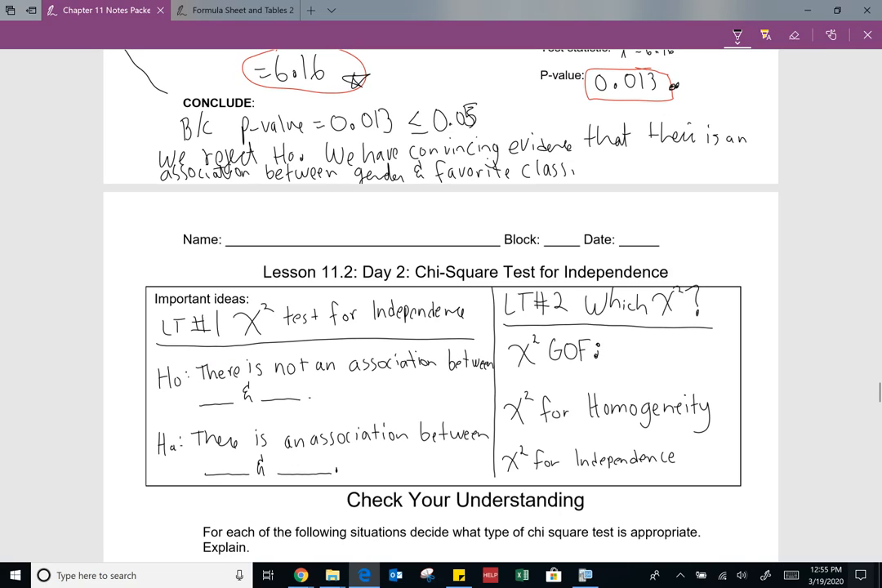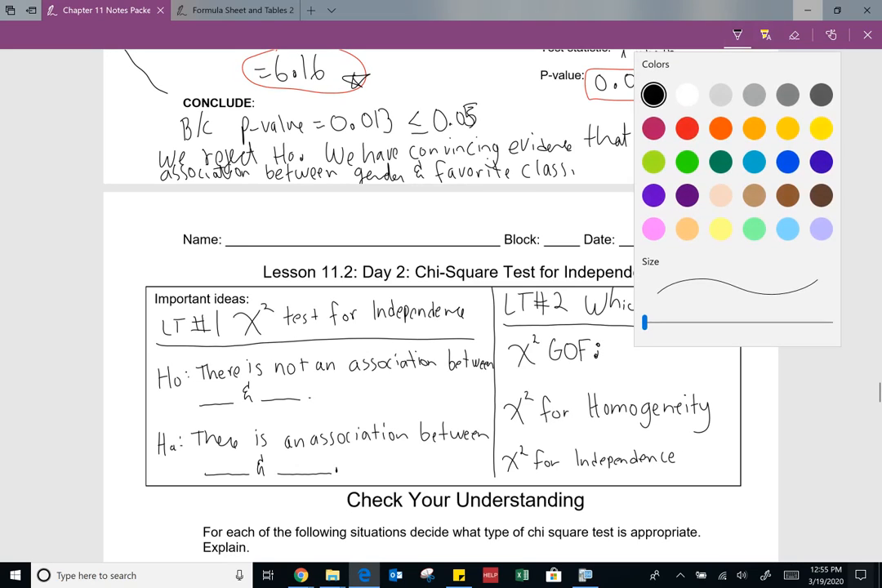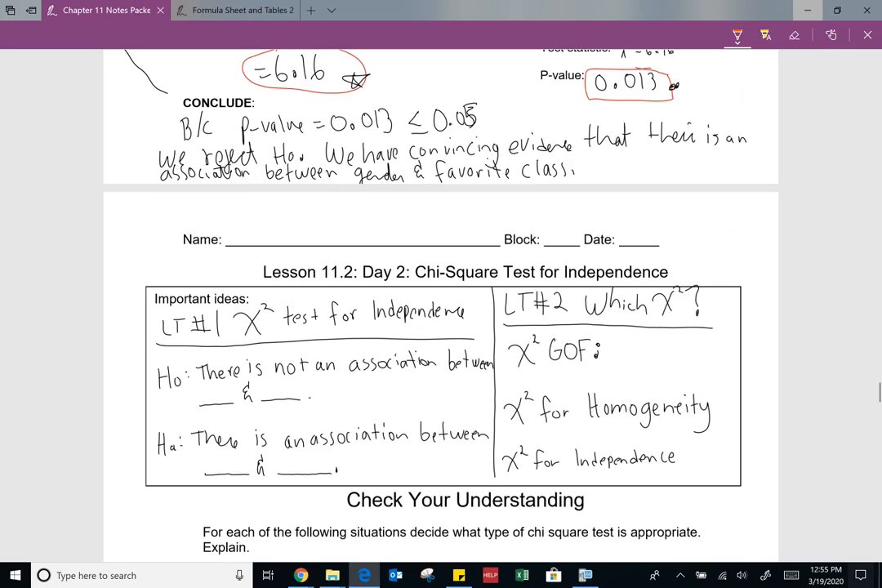Okay, so the first learning target is just the chi-square test for independence. Really the only difference between all the tests is how you write the hypotheses and what the specific name is. For these hypotheses, you start off with the assumption that the two variables are independent, so you say there is not an association between the two.